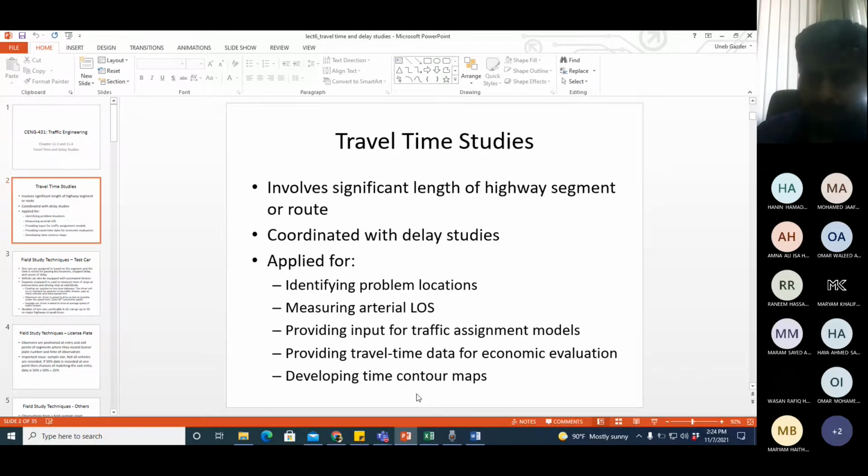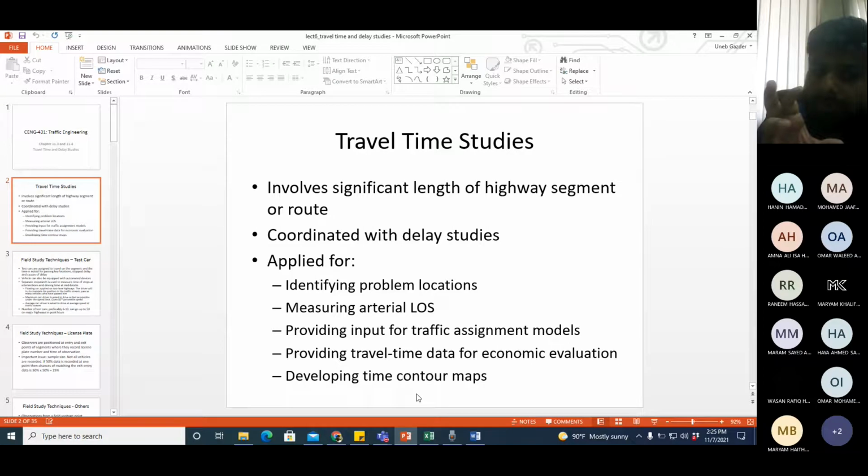What we will do today is find out why we do travel time studies and how we can do them. Before we go into the discussion, the first point is the difference between a travel time study and a spot speed study. Using a travel time study, you can find out the speed, but that speed will not be called a spot speed, because for spot speed, the travel time is taken for a very short segment.